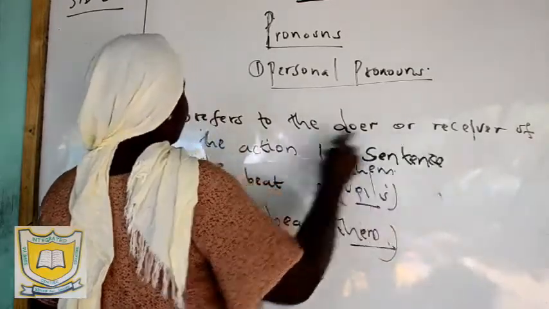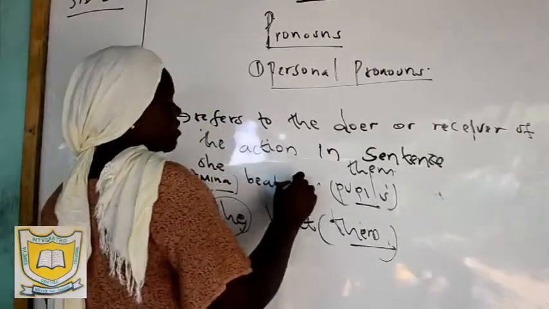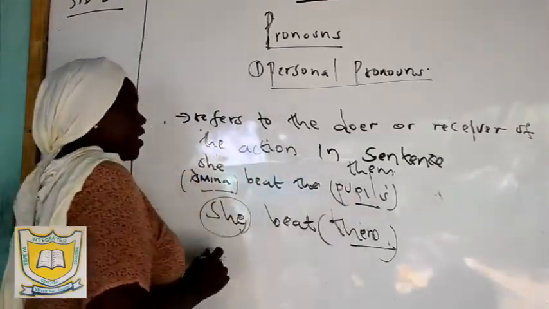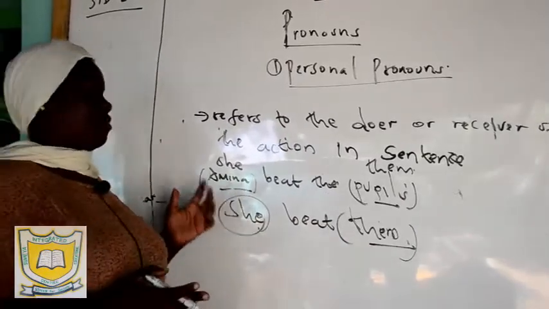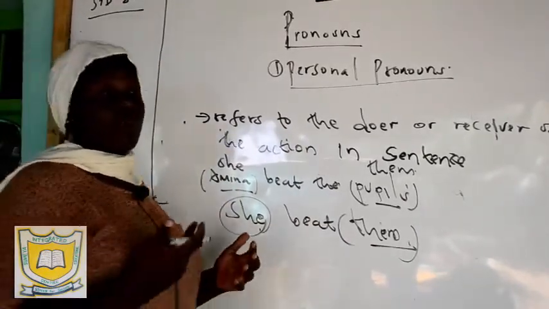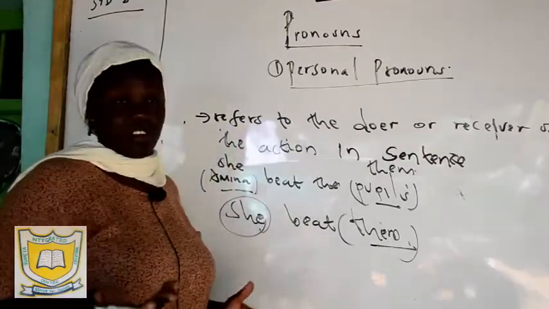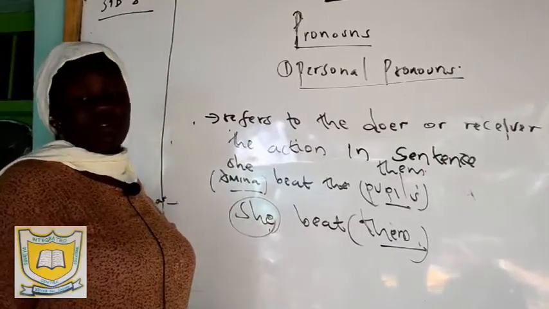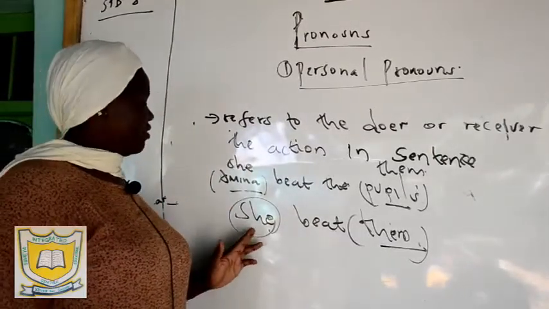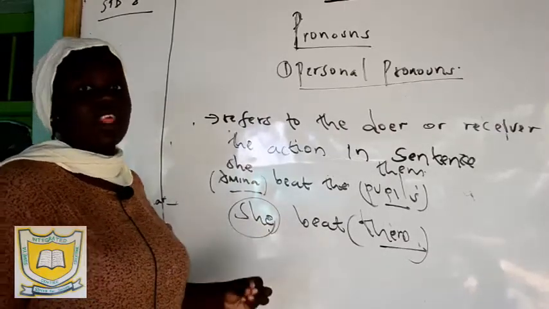Now, I've given an example where Amina beats the pupils. If we write this sentence without using the names Amina or the common noun pupils, Amina is a proper noun, pupils is a common noun, you can simply say: she beat them. She being the person, the doer of the action, the person actually performing the action.